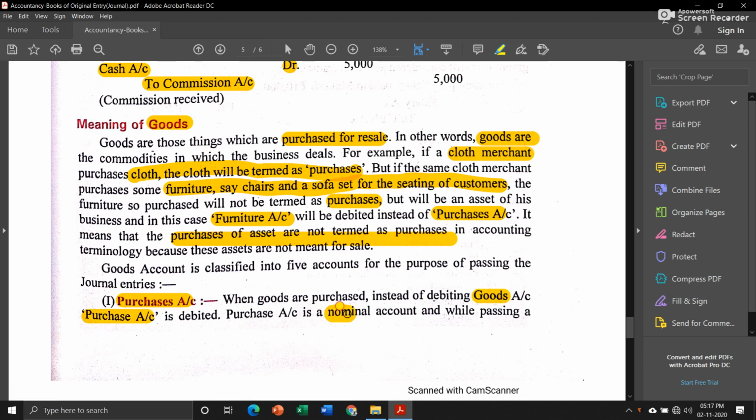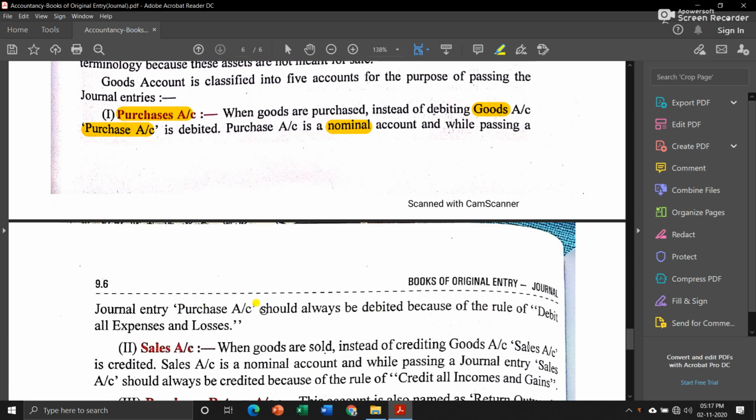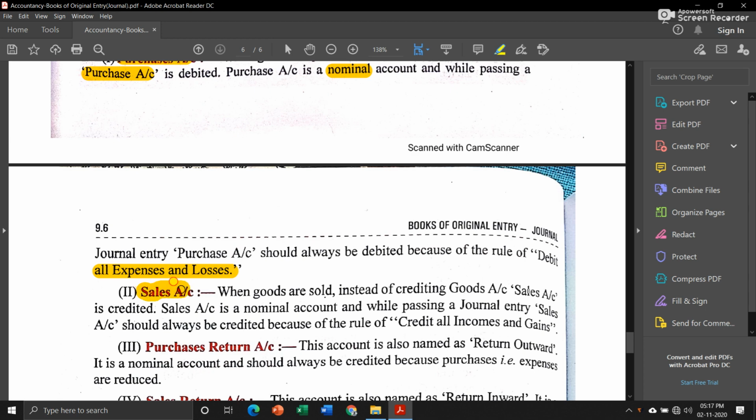Purchase account is a nominal account, and while passing a journal entry, purchase account should always be debited because of the rule of debit all expenses and losses. Purchases is a nominal account, and the nominal account's rule is debit all expenses. And while purchasing goods, we make payment, so it is an expense, so we will debit the purchases account. Then sales account, it is totally opposite of purchases account.